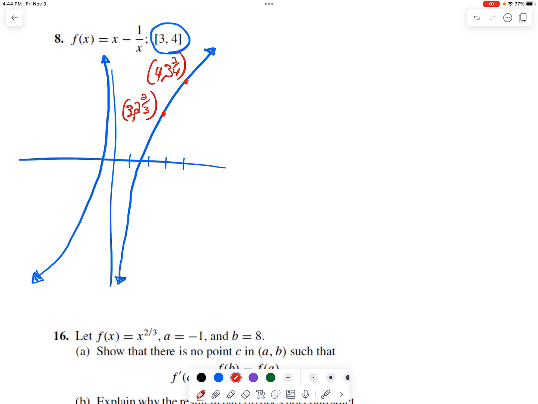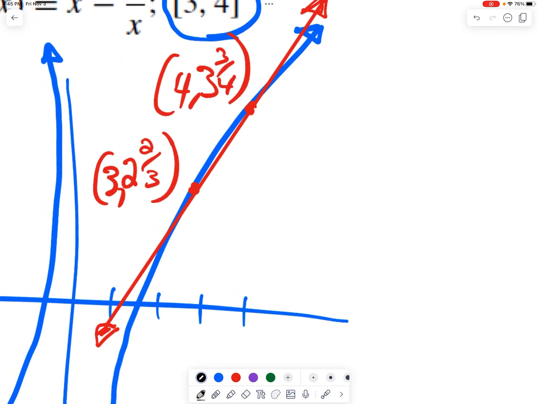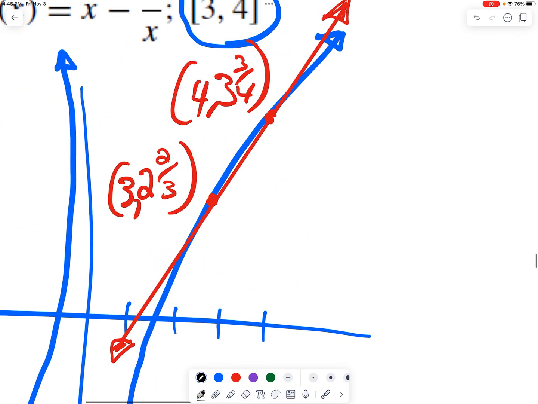So the mean value theorem states that if conditions are met, there's going to be a C where the slope of the tangent line is equal to the slope of that secant line. Now, I'm just guessing, but I think that it's kind of hard. I'm going to zoom in here. The red one is the slope of the tangent line, and that's a secant line. I'm going to find a C right about there where those lines are parallel.